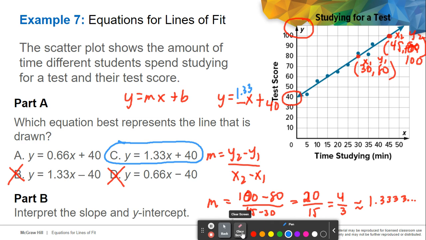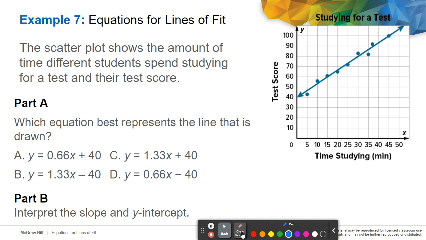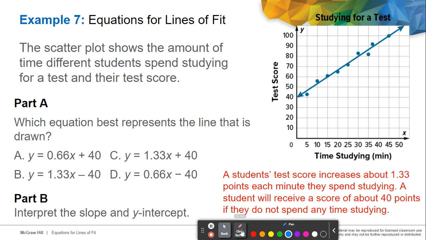Now let's interpret our slope and the y-intercept. Remember, our answer is letter C: a student's test score increases about 1.33 points each minute. Our slope is 1.33, which means that for every minute that we add, your test score increases by 1.33.